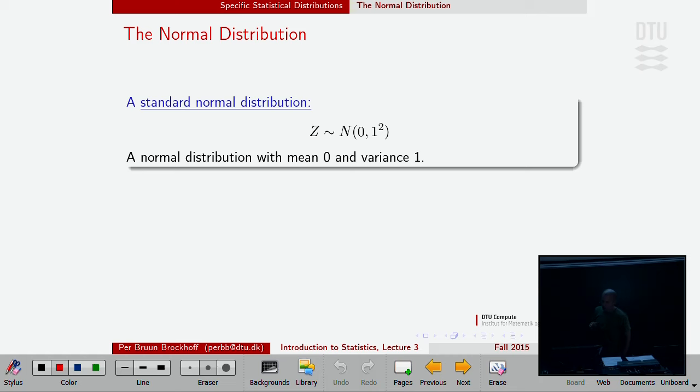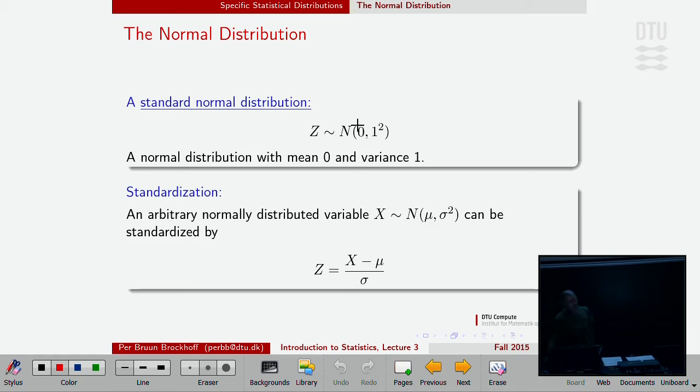So, the standard normal, as I told you, is this one. Actually, what I've also told you is this statement, that an arbitrary normal distribution can always be changed to a standard normal one if you want, by subtracting the mean and dividing by the standard deviation. This we can use for hand calculation sometimes.